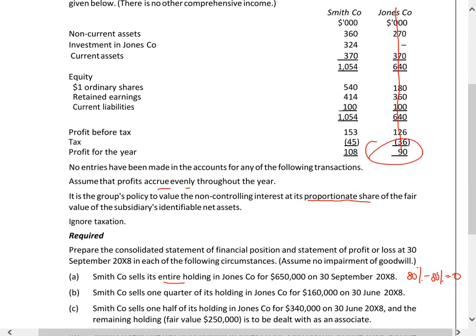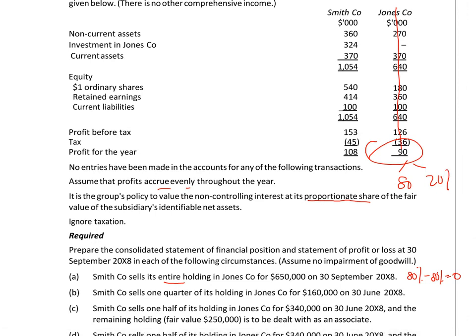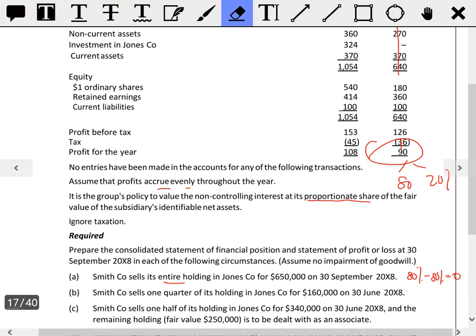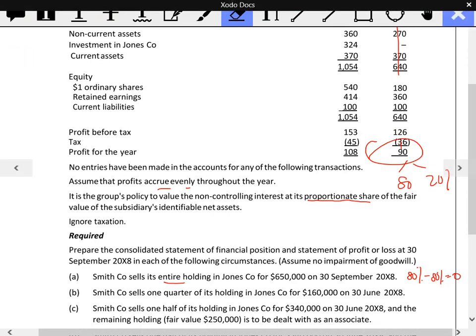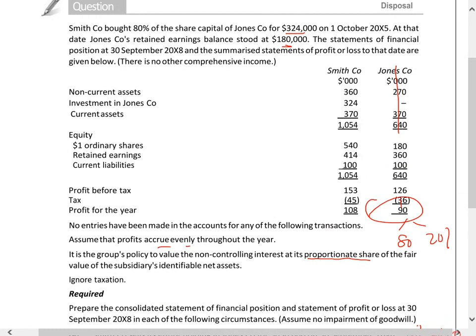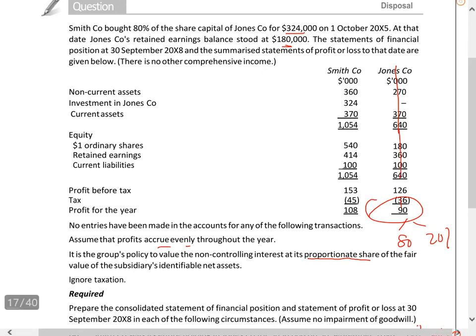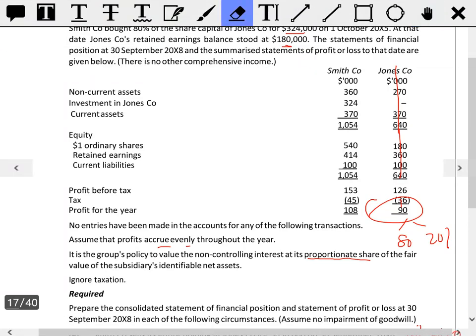Then 90, we control everything. However, 20% don't belong to us. 90, we control everything. We're going to split 80 and 20. 20% don't belong to us, which is 18 that don't belong to us. Probably the line you draw until here. This one is still the control. Yep.